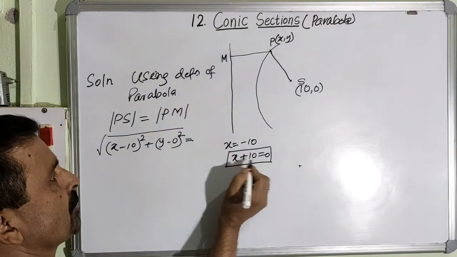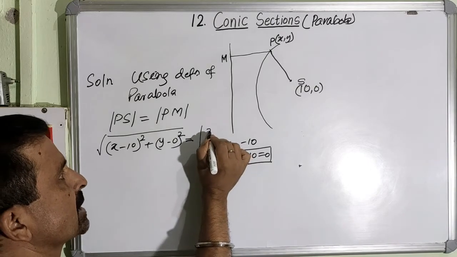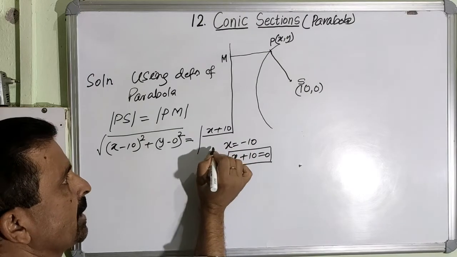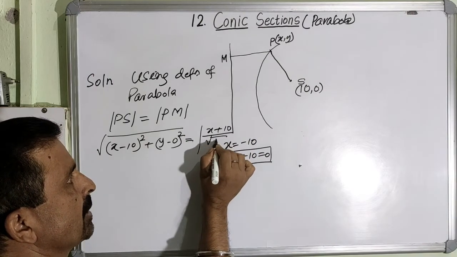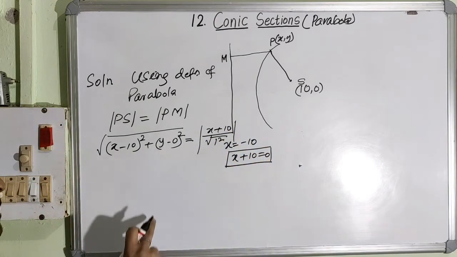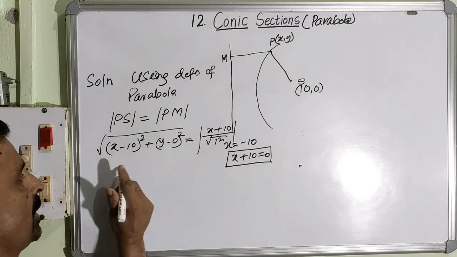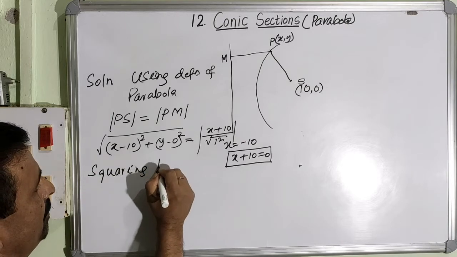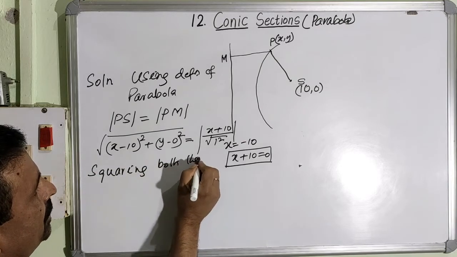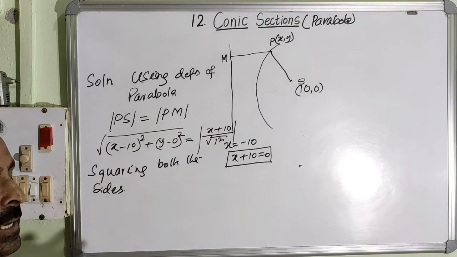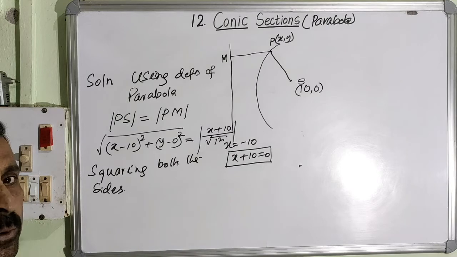The formula is mod of the equation, that is x plus 10, divided by the square root of the sum of the squares of the coefficients of x and y. Here we have only x, therefore we have 1 square, right? Now as usual, we will remove the radical sign by squaring on both the sides. When you square both the sides, on the left hand side the radical sign will disappear, and on the right hand side the mod sign will disappear. This is the benefit of squaring on both the sides.